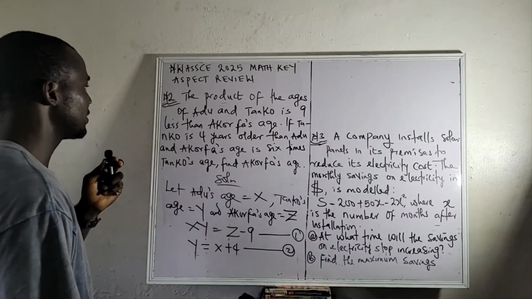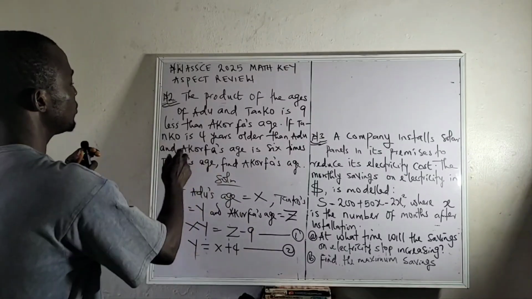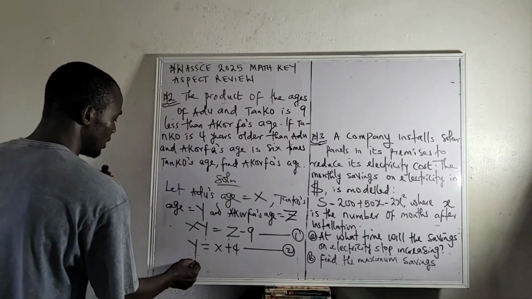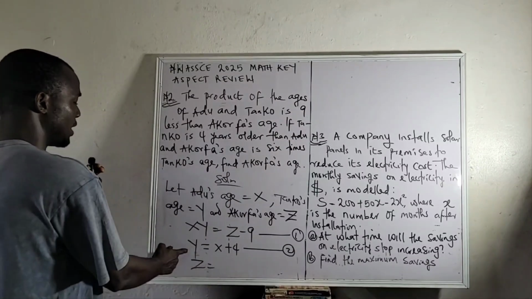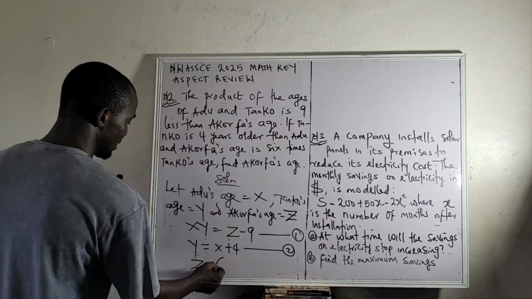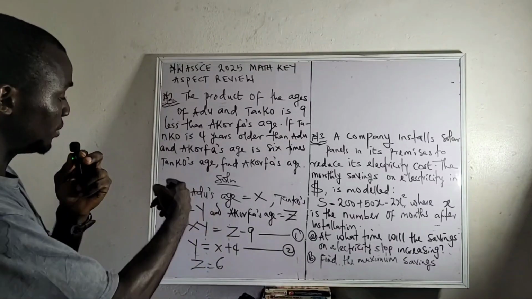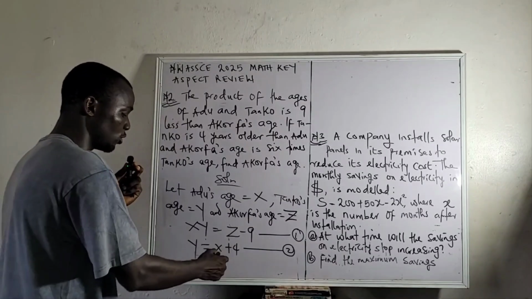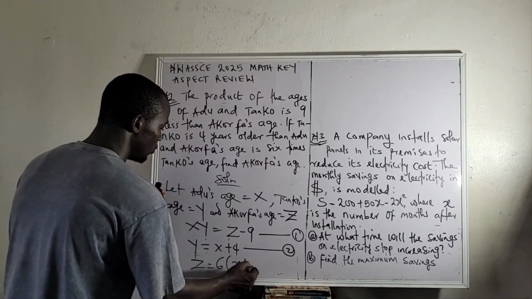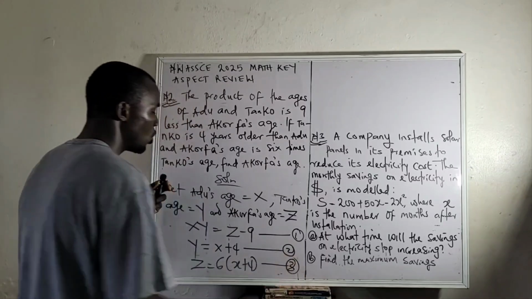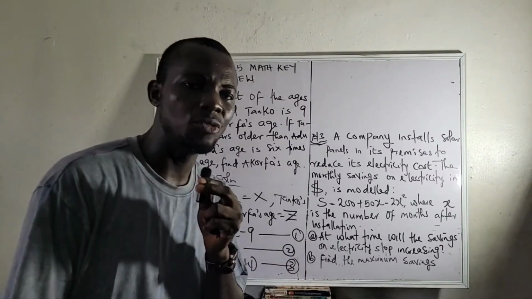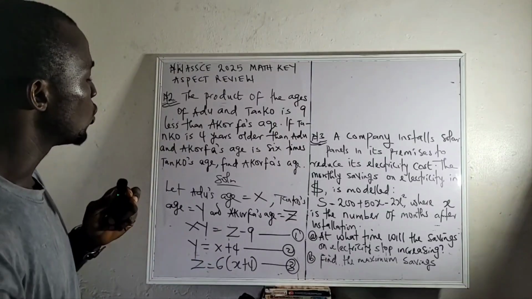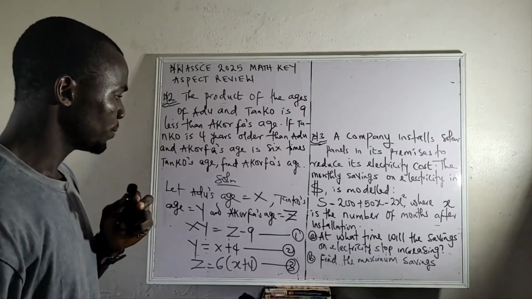Now, the third statement says that Akofa's age is 6 times Tanko's age. So Akofa's age in terms of Tanko will be 6 times. And you know from the previous information that Tanko's age is X plus 4, so this will be 6 times X plus 4. This interpretation is very important. Now that you've gotten the interpretation complete, we will go ahead and then solve.